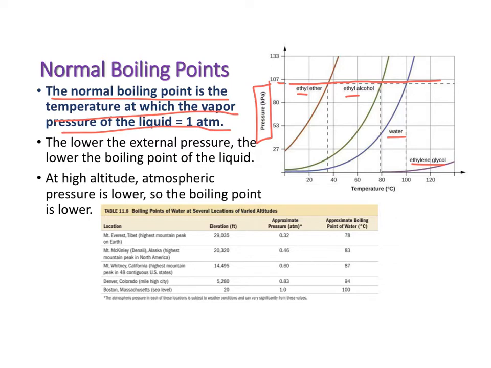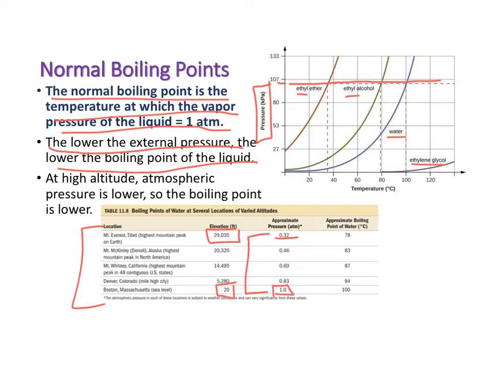Now, the second major takeaway of this slide is that the lower the external pressure, the lower the boiling point of the liquid. To illustrate this, I want to show you a list of different elevations. So we have Mount Everest, a whole bunch of different mountains. Mount Everest is the highest, obviously. But with these different elevations, you can see that there is a different atmospheric pressure associated with them. So the higher the elevation, the lower the pressure. The lower the elevation, the higher the pressure.